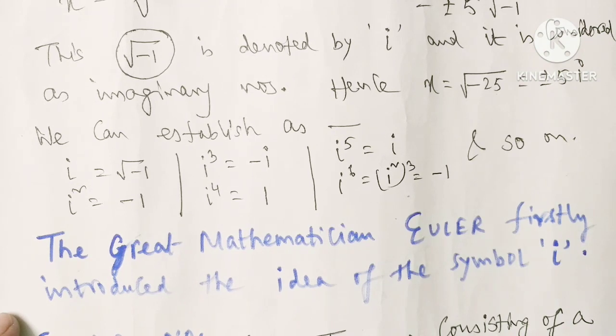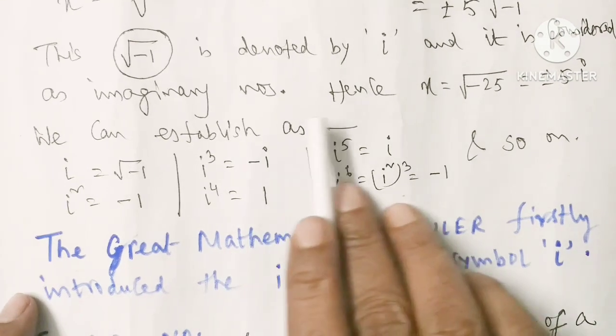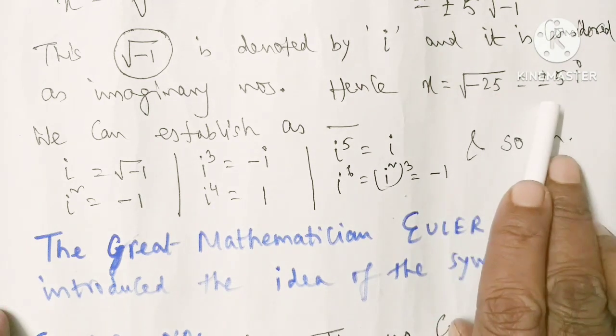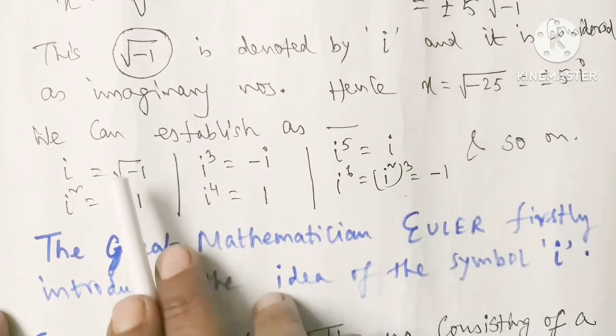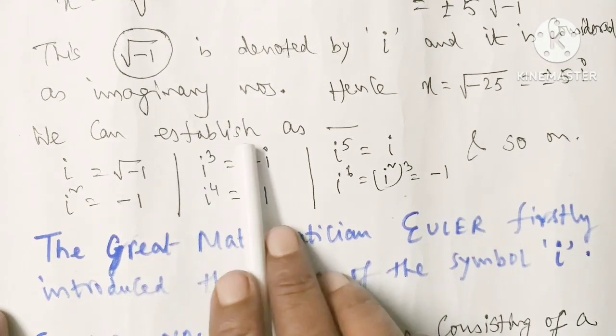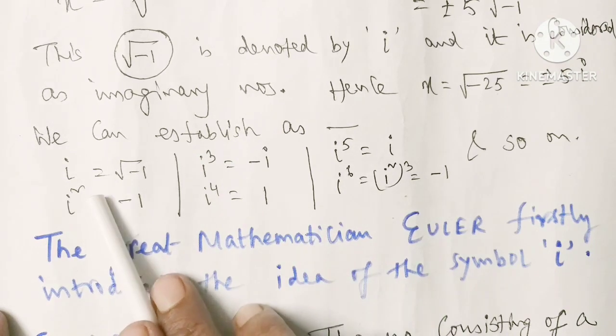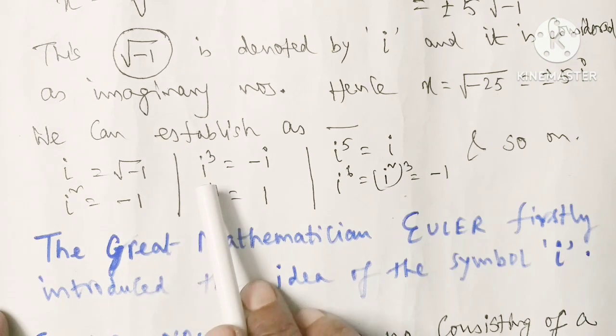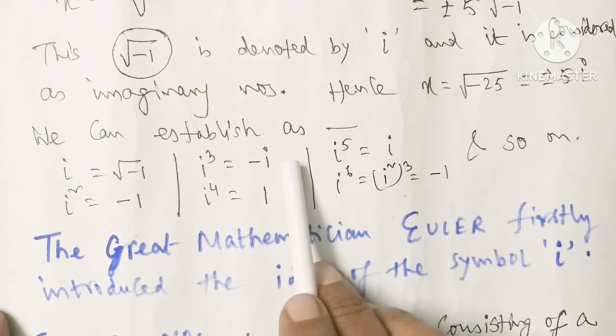If any negative quantity under the root sign exists, then this produces an imaginary number. Hence x equals root over minus 25, that is plus minus 5i. We can establish that i equals root over minus 1, i square equals minus 1, i cube equals i square into i.